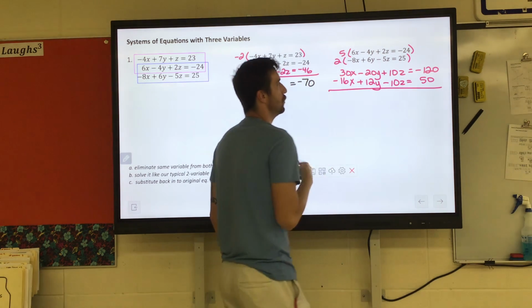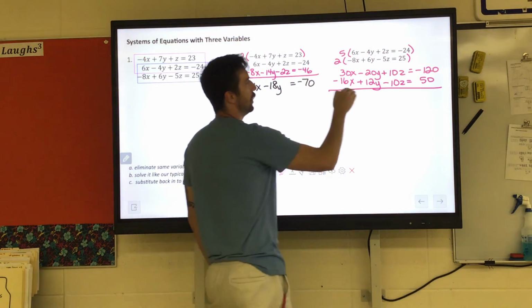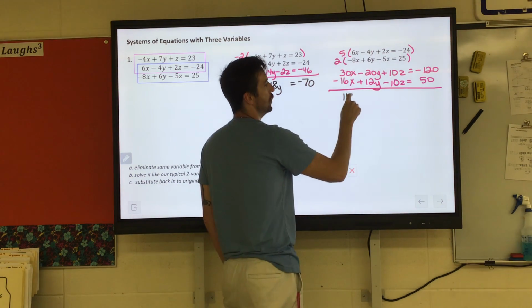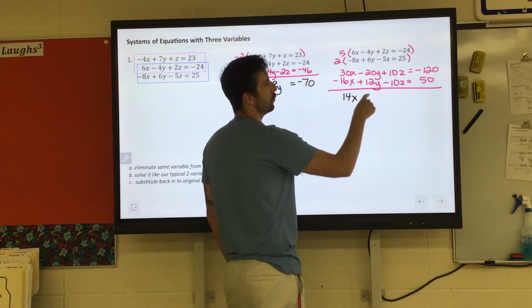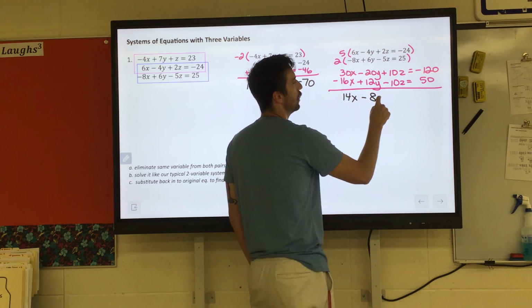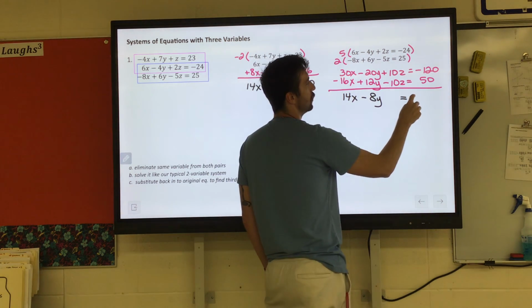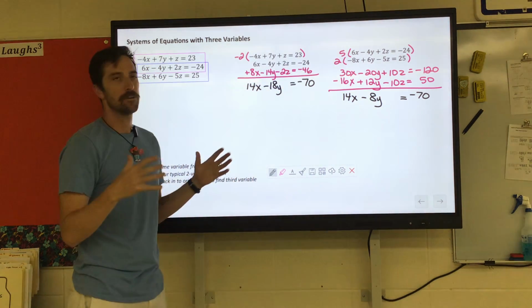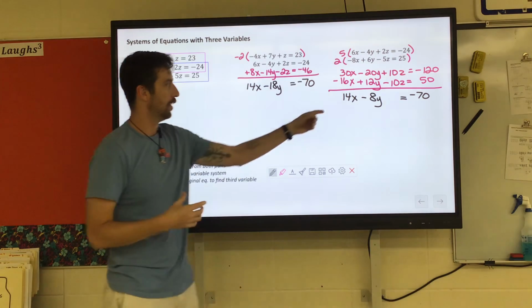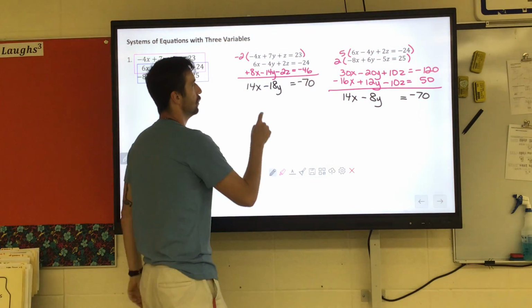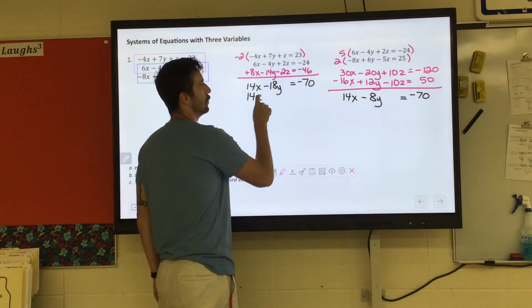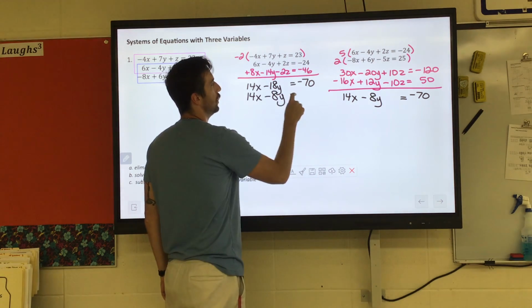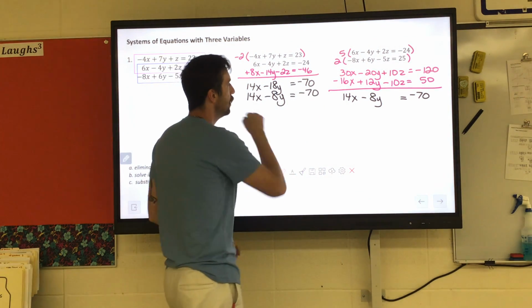So if we combine our stuff here, 30x minus 16x is 14x. -20y plus 12y is -8y. Z's are gone, and this comes out to -70. Once you have it down to the same 2 variables, you're going to bring them together. I'll just go ahead and rewrite this right underneath here. 14x minus 8y equals -70.